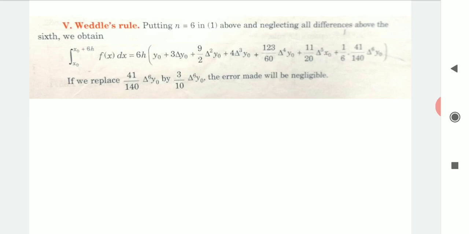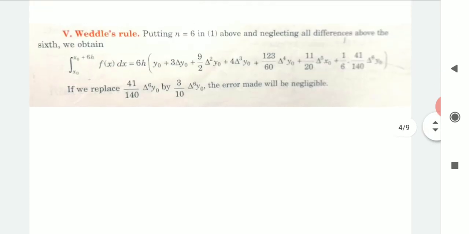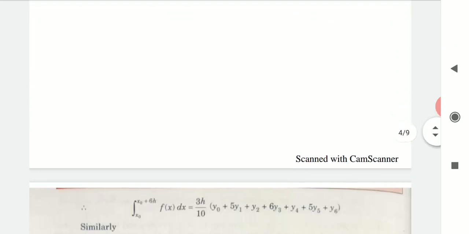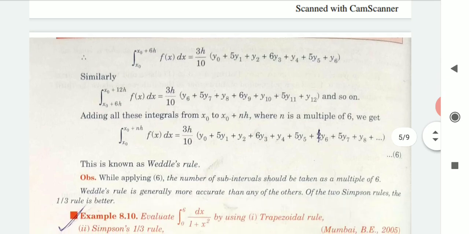If we replace, they are doing some adjustments here. If we replace 41 by 140 into the 6th order term by 3 by 10 into the 6th order term, the error will be made negligible. You can verify that 41 by 140 is coming out almost exactly equal to 3 by 10. You can use your calculator and see these values. So they are making some adjustment here for some purpose. What is that purpose? That purpose is to take 3 by 10 outside the bracket.